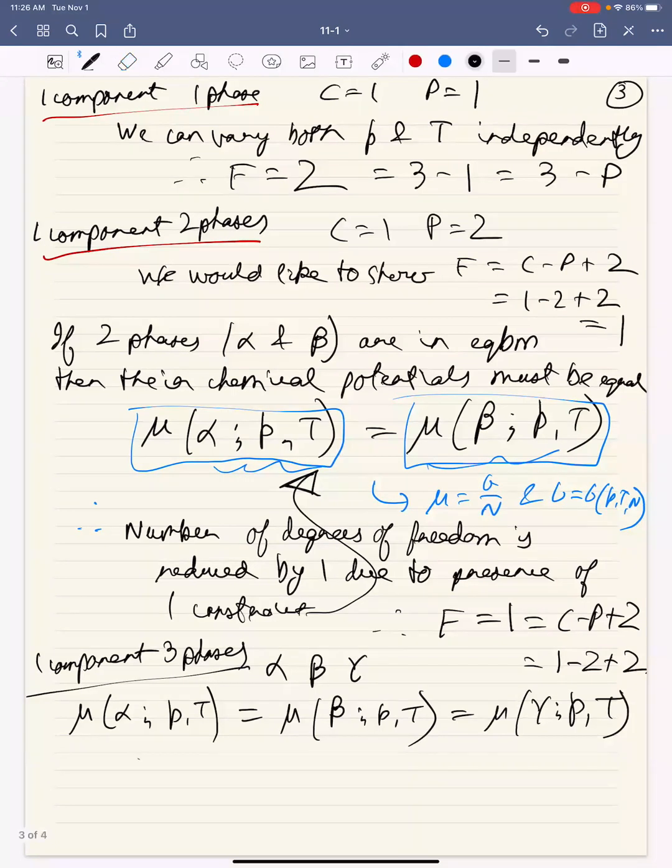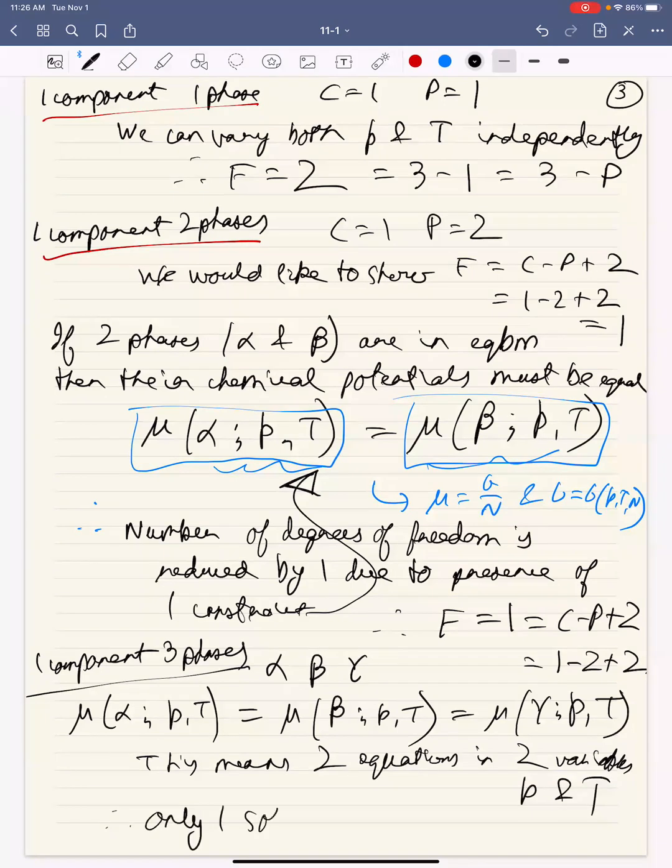Therefore, this means two equations in two variables, P and T. Therefore, only one solution. You cannot vary anything independently. There will be one unique value of pressure and temperature. And when you have one data point, there is no degree of freedom. There is no freedom. There is just one value that you can take. Therefore, F is equal to 0. Once again, that is equal to C minus P plus 2, because we have 1 minus 3 phases plus 2, right? So we again got one component, 3 phases gives us 0 degrees of freedom. Okay.